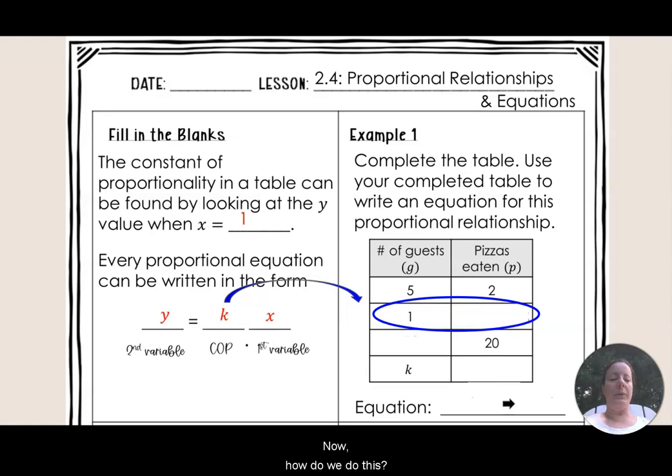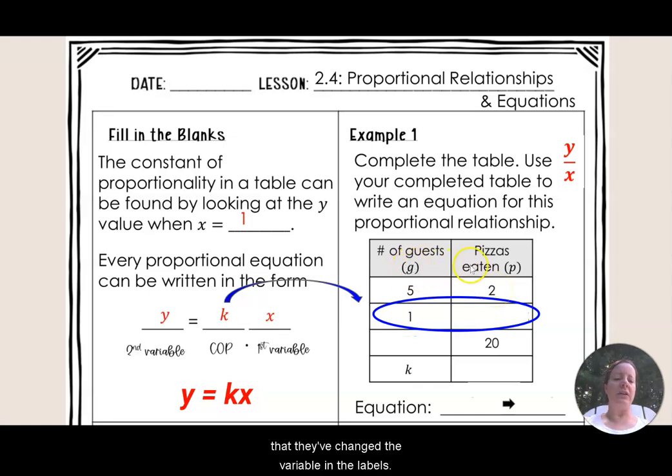Now, how do we write this equation? Well, first we have to find what our k is, what our constant of proportionality is. And like before, we ended up using y over x. So we're going to do the same thing here. In my table, I have two values. I have one value for x, which is 5, and one value for y, which is 2.